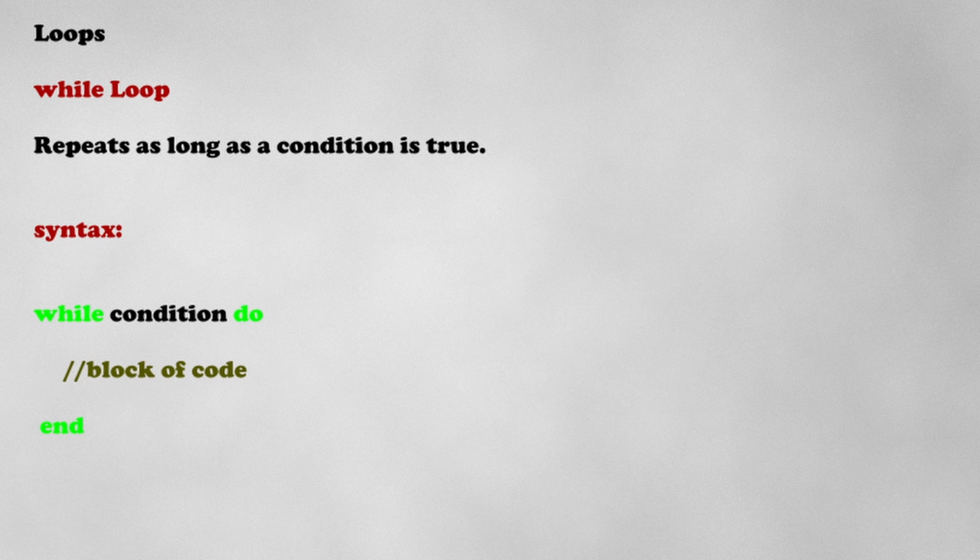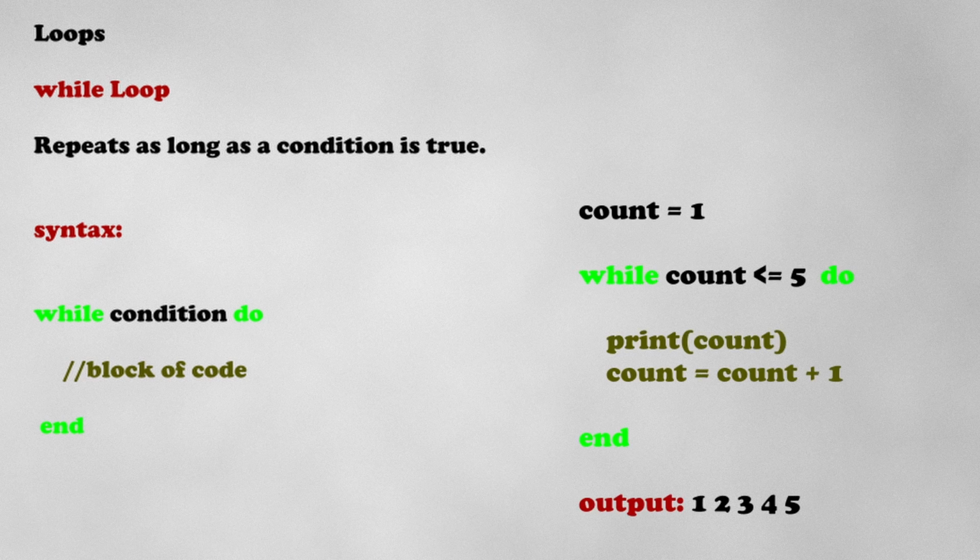While loop repeats as long as a condition is true. Syntax: while condition do. Block of code. End. You might think it just looks like an if statement. Yeah, it looks like that, but here it continuously executes the block as long as the condition is true. In an if statement, we execute the block only one time. Count equals 1.